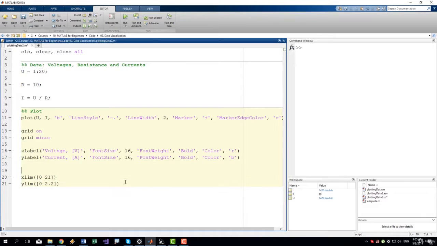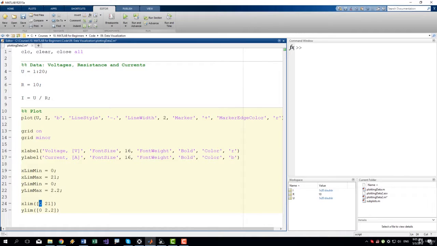Instead of hard coding these values, you can extract them. So you can say xlim min equals 0, this is the one that we used, xlim max equals 21. We can do the same thing for the y limit, so ylim min equals 0 and ylim max equals 2.2. Now, instead of using magical numbers here, we can use these variables.